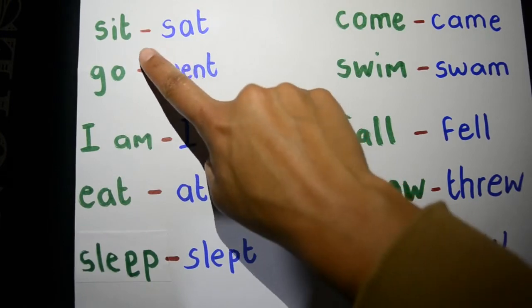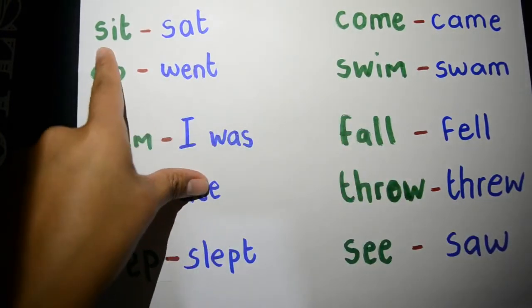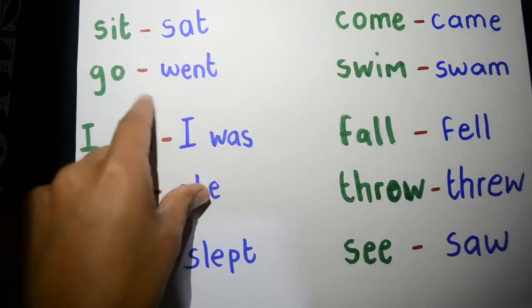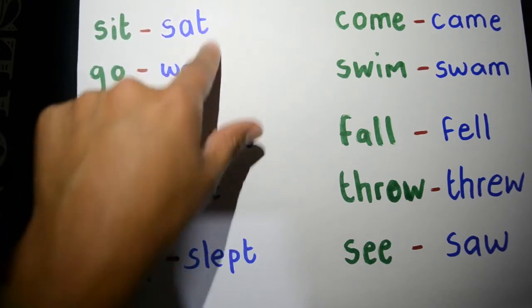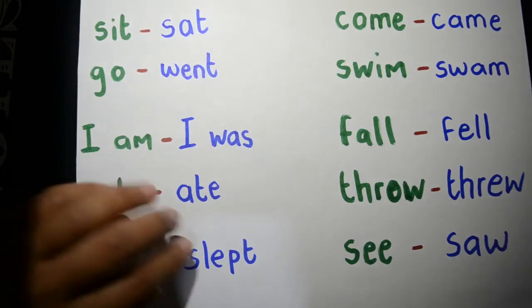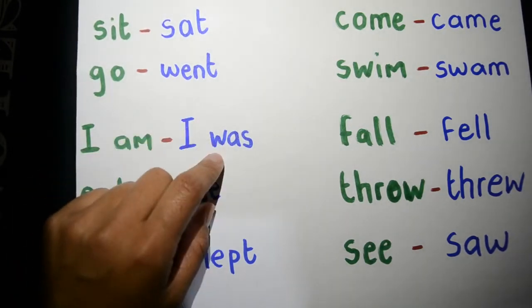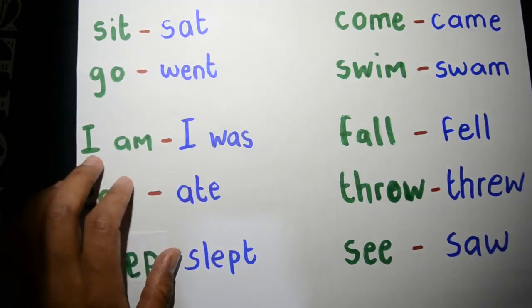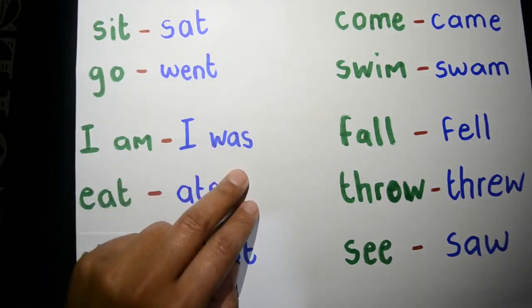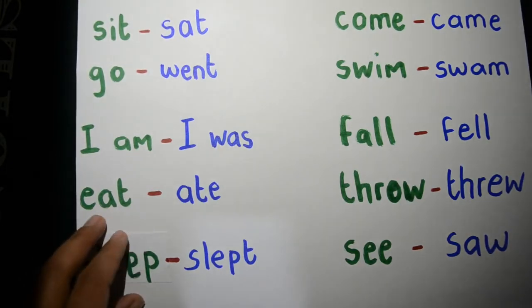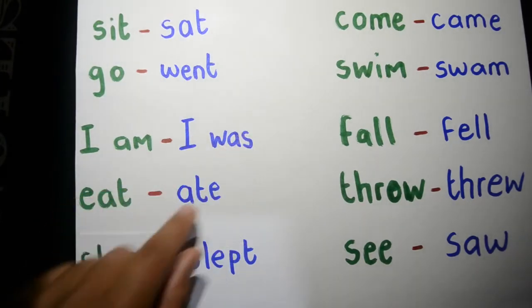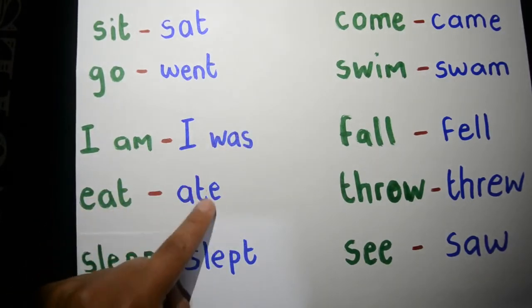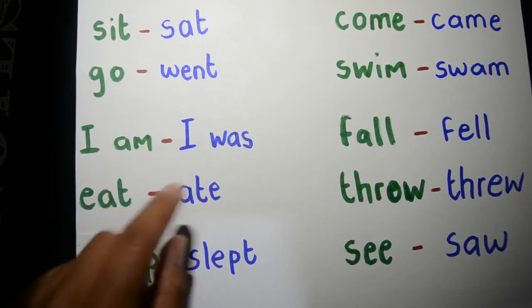So if I say sit, in the past, you don't say I sitted, you say I sat. Okay, go, you don't say I goed, you say I went. Okay, see, so here these are the words that change. Okay, they don't get ed, they just change completely. If I say I am, I'll rather say I was. Eat, you can't say I was. Oh, actually, sorry. This is an exception. I was eating. Okay, but the other word that you can use for I was eating, you can say I ate.